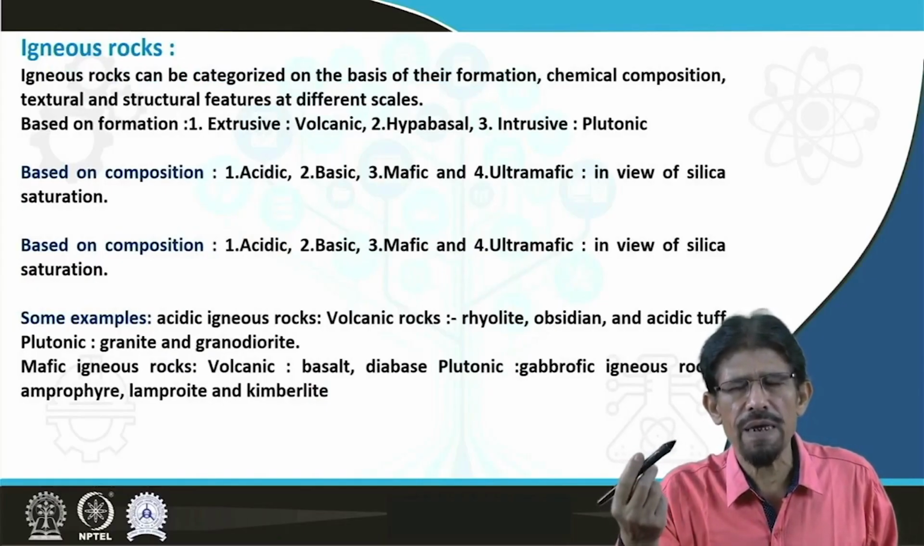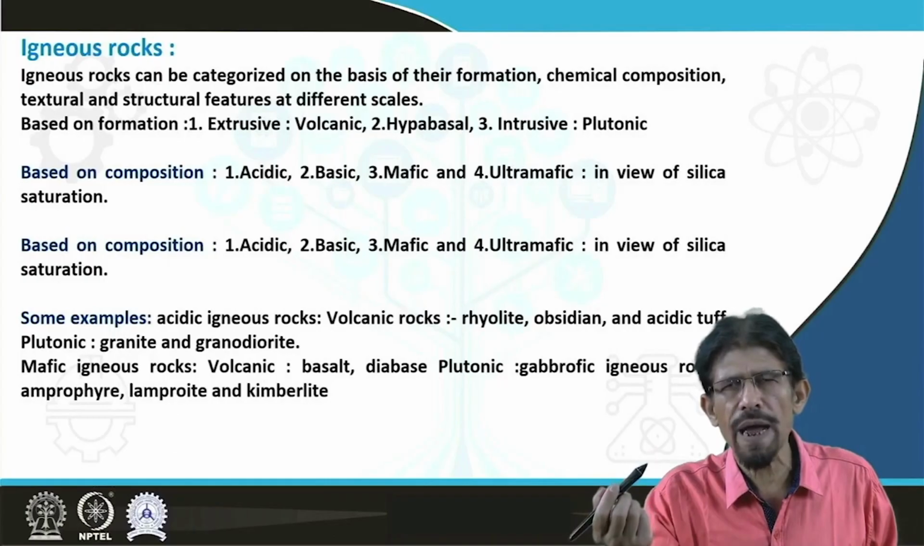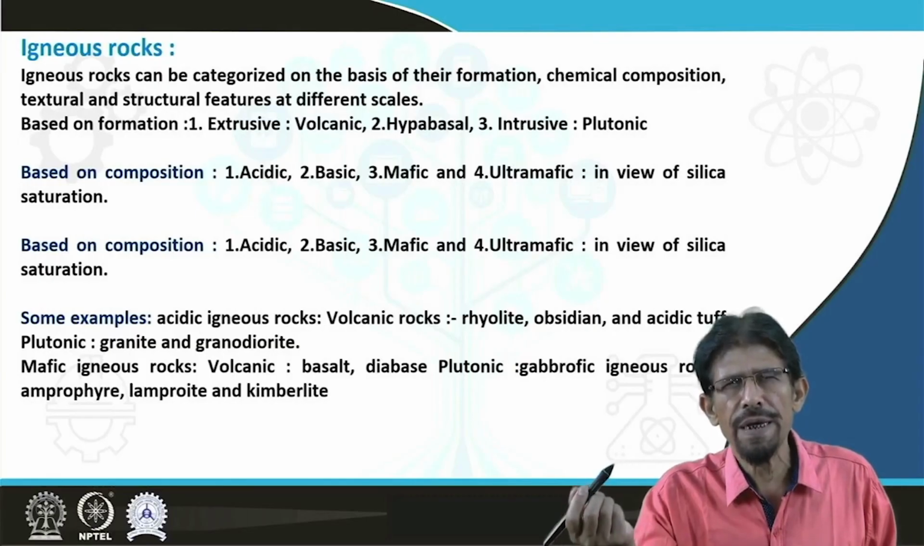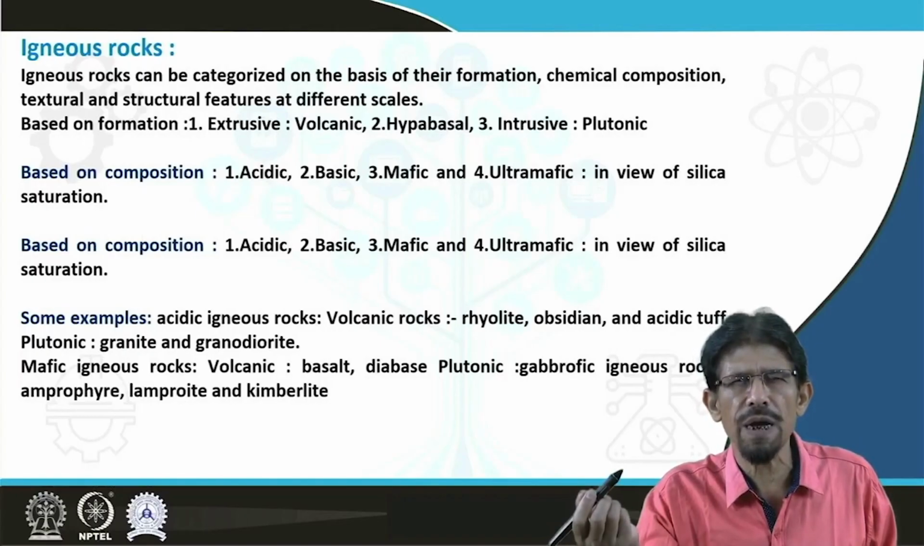If we try to categorize igneous rocks, then we can say extrusive rock, intrusive rock, and in between these two, hypabyssal. Extrusive rock is able to reach the surface, and we have a number of examples of volcanic rocks. In the case of intrusive rocks, we have varieties of rocks located within the earth's crust, which may come up due to other secondary geological processes.